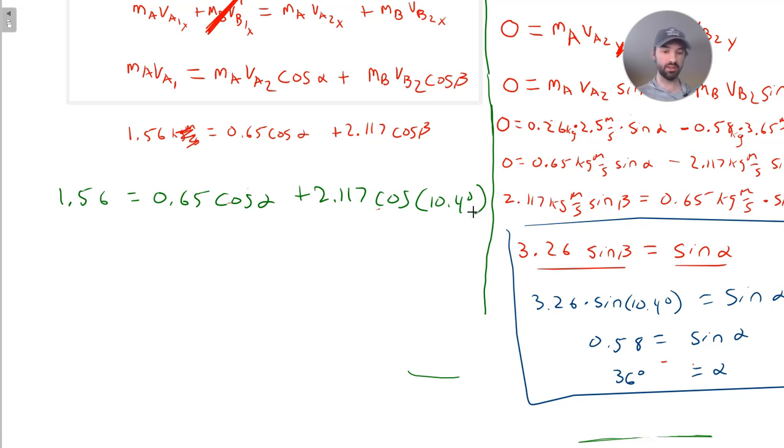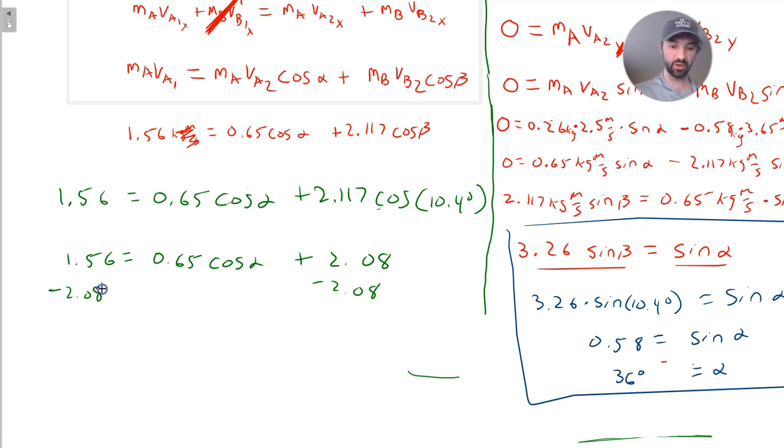Let's plug this all in, right? So 2.117 times cosine of 10.4. Syntax error. Good job, me. Times cosine of 10.4. And I'm going to get 1.56 equals 0.65 cosine alpha plus 2.08. Let's subtract both sides, 2.08 minus 2.08. Ooh, we see something interesting here. We see a negative number. Negative 0.52 equals 0.65 cosine alpha.